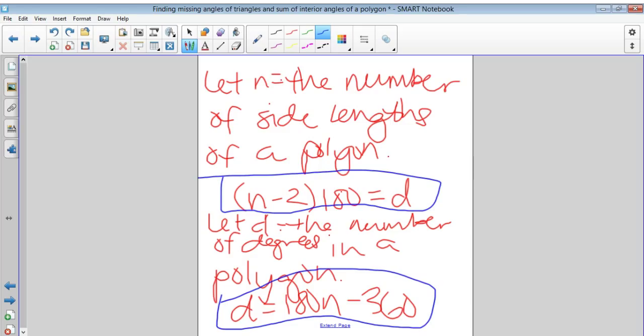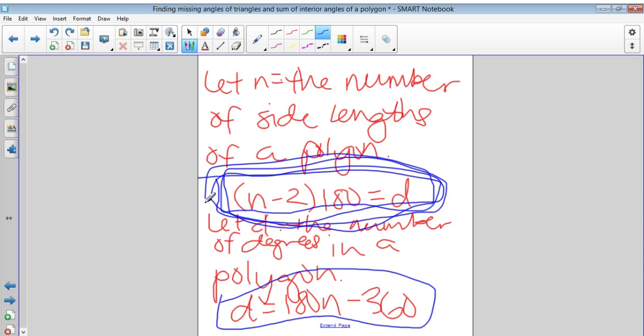Okay, so how can we use this information? Make sure you've got this one right here in your notes. This is something we'll need to know. Actually, we need to memorize and learn it.